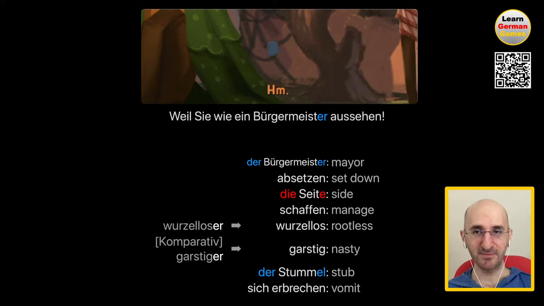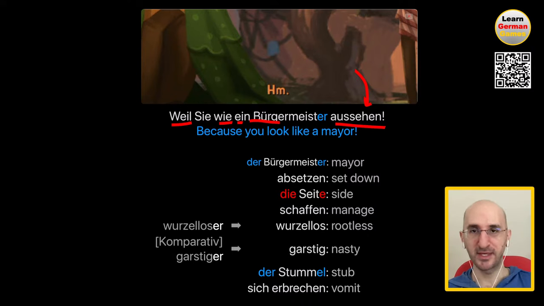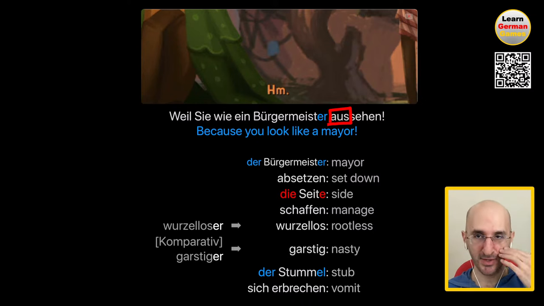Weil sie wie ein Bürgermeister aussehen. Because you look like a mayor. Notice how weil takes the verb until the end, yeah? Because you like a mayor look. As in you look from the outside. This is why we use the verb aussehen and not just sehen. Aus means out, as in from the outside, how you look, not the action of looking.